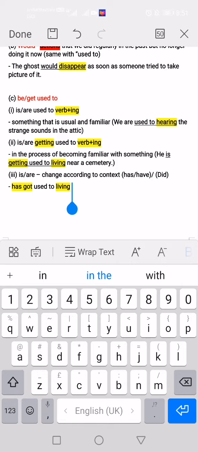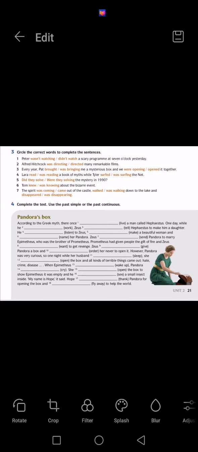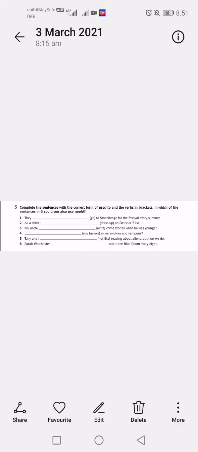Okay, so right now let's look at the exercise. This one, no need to write. We're just going to go through very fast. It says you can use used to. You can also use would. Okay, let's do question number 1. They go to the Stonehenge for the festival every summer. They used to go to the Stonehenge for the festival every summer. They would go to the Stonehenge for the festival every summer.